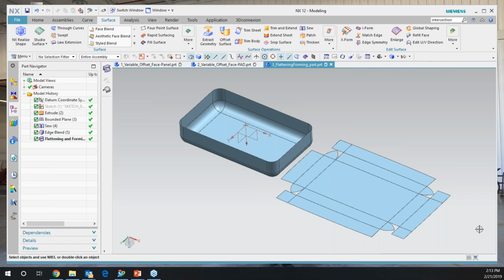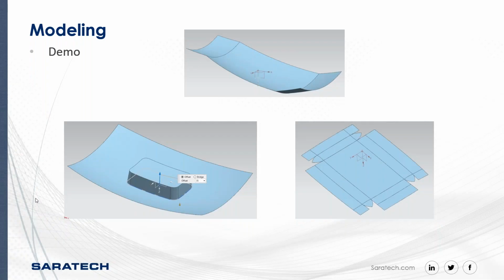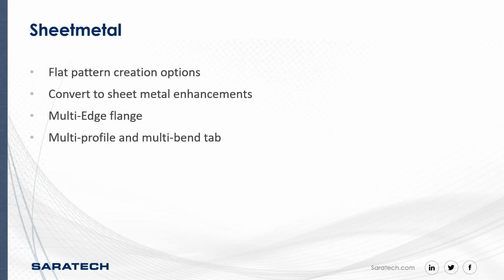All right, let's go back to my next monitor and we're going to continue on. All right, so next we're going to get into sheet metal with the flat pattern creation options. I'm going to talk about that. I'm going to talk about the convert to sheet metal enhancements, the multi-edge flange, the multi-profile, and multi-bend tabs.